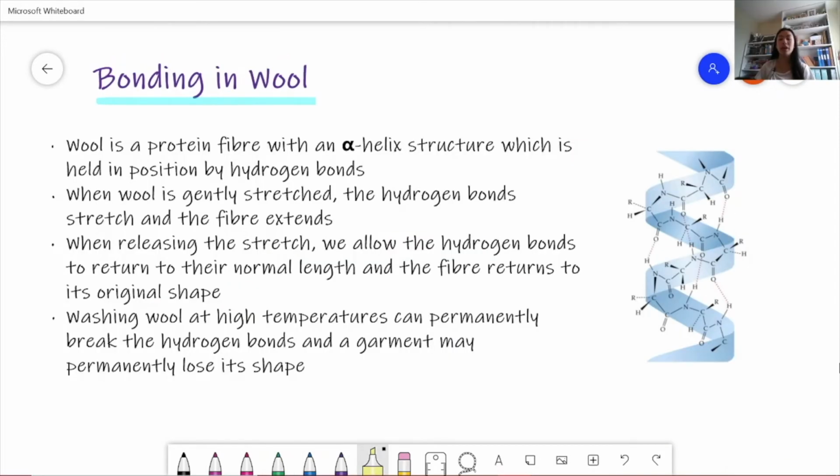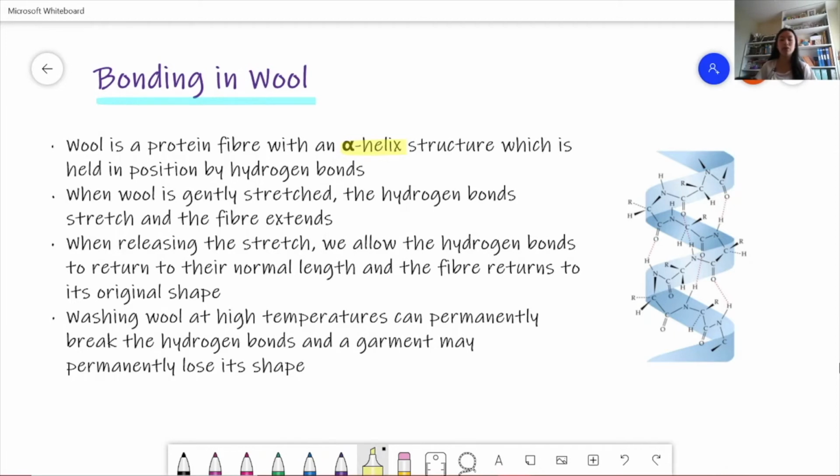So now we're going to talk a bit about the bonding in wool. This is a real life application of a secondary structure of protein. Wool is one of the naturally occurring proteins, and it's a protein fiber with an alpha helix structure, so the secondary structure of protein. And we know that this is held in position by hydrogen bonds.